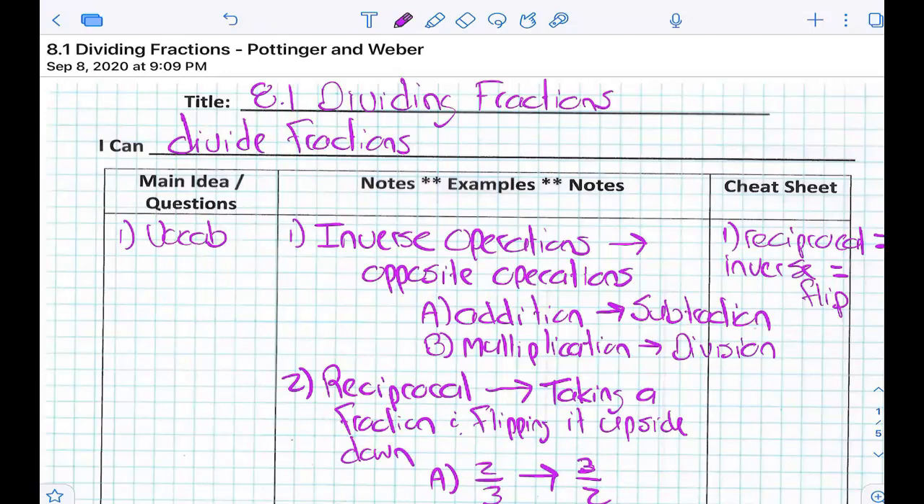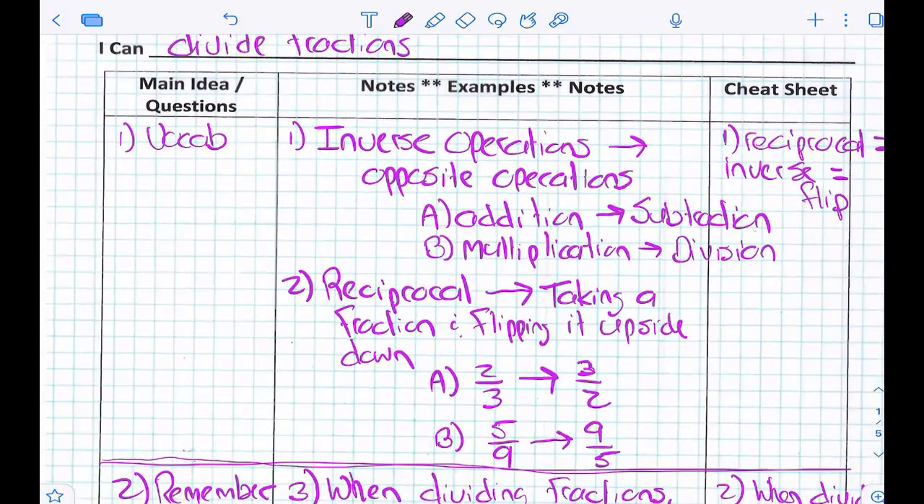8.1 divided fractions. You guys, are you capable of dividing fractions? Yes. All right, inverse operations. On the count of 3, I want to know what the definition is for inverse operations. 1, 2, 3. Opposite operation.